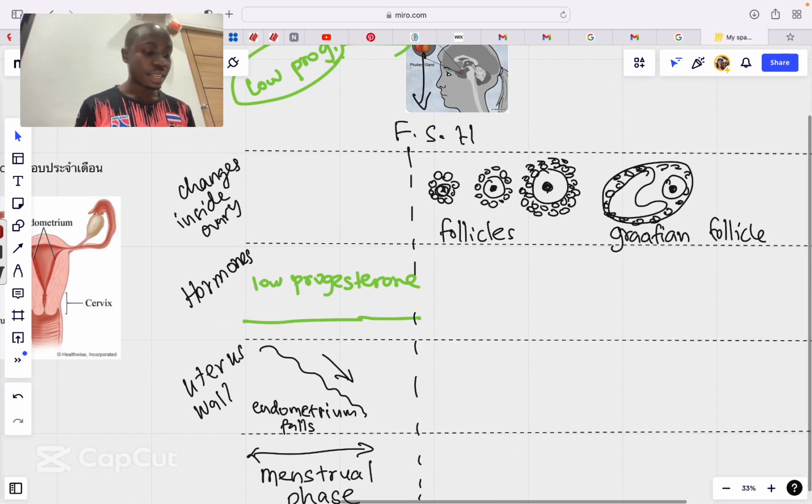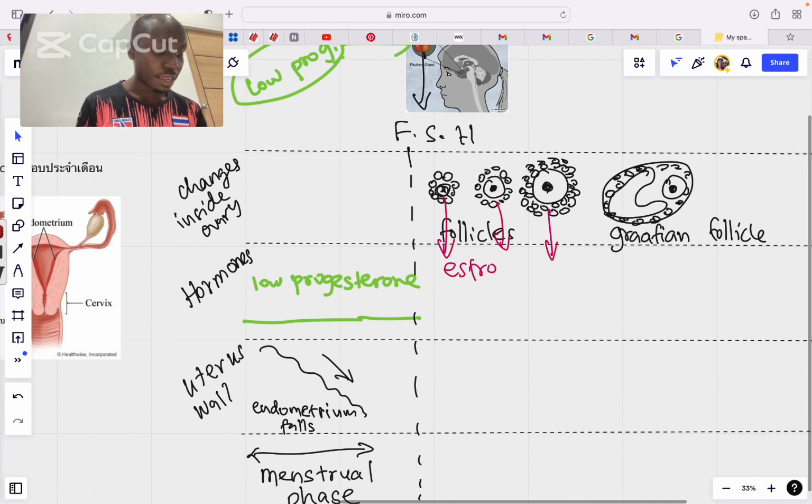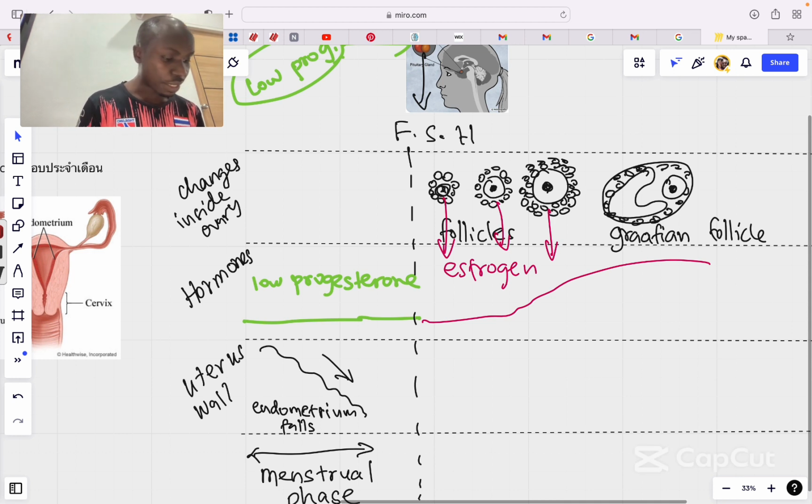Now, when the baby eggs are growing, the cells around the egg start to make a hormone. We call this hormone estrogen. They're growing and getting bigger, and they're also making estrogen. So the estrogen level is going to go up. Let me draw that here. The estrogen level goes up. High estrogen.